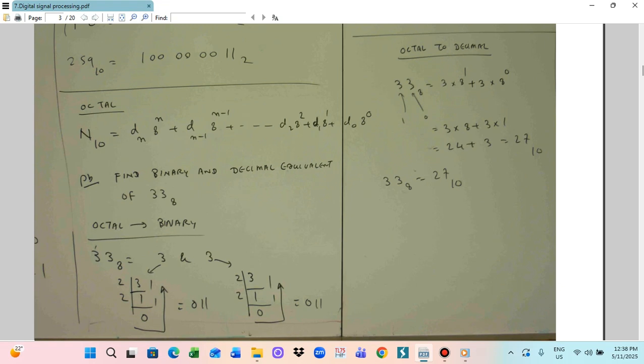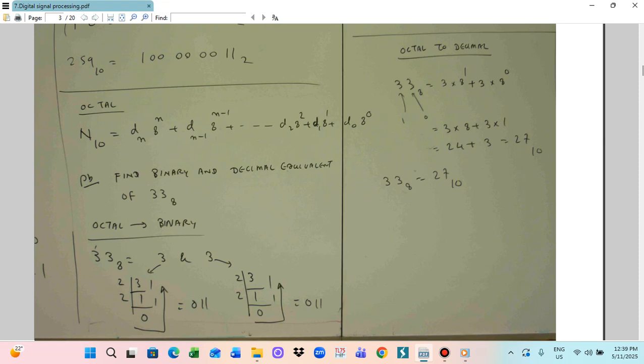Okay, so firstly we have to change the octal to binary. So this is a conversion from octal to binary. So how to do the conversion? Firstly, you see 33 base 8, the first digit is 3, the second also 3. So you separate them: the first 3 and the second 3.